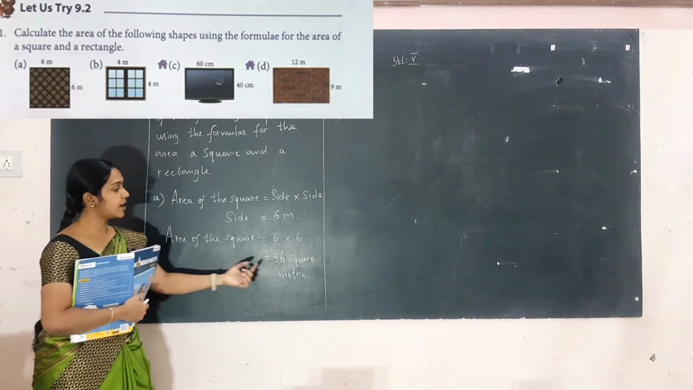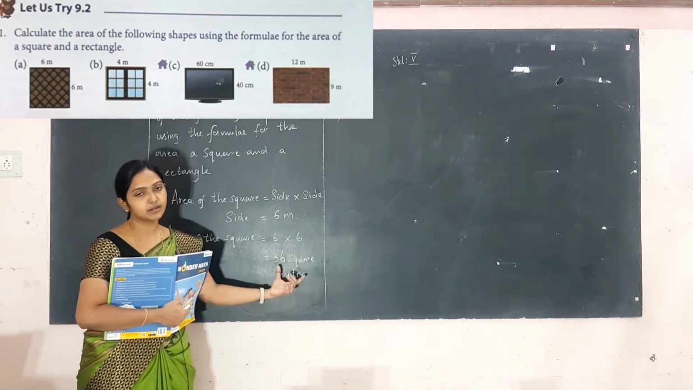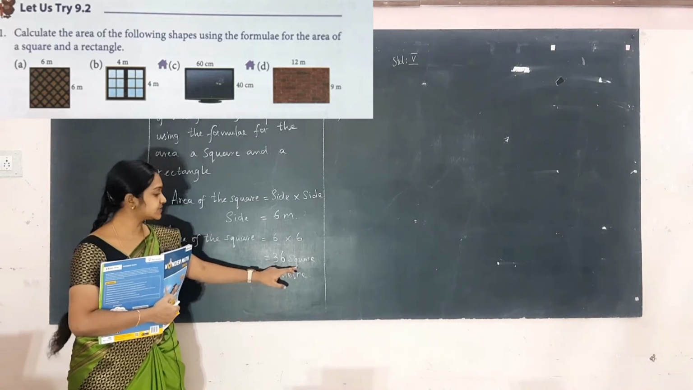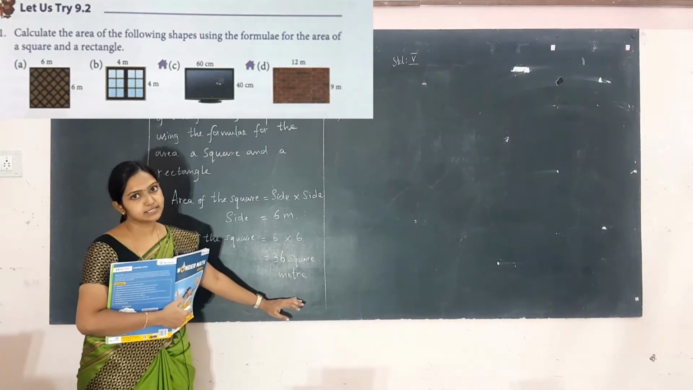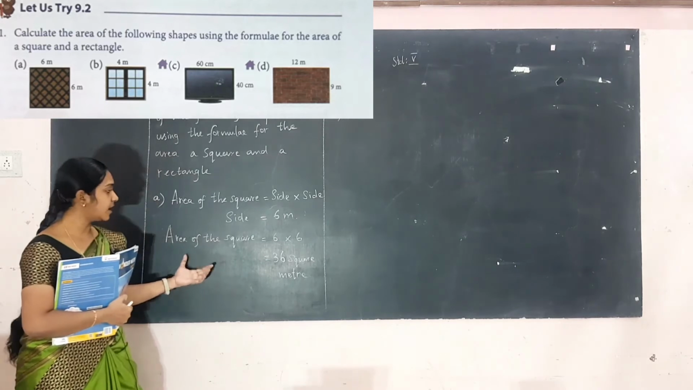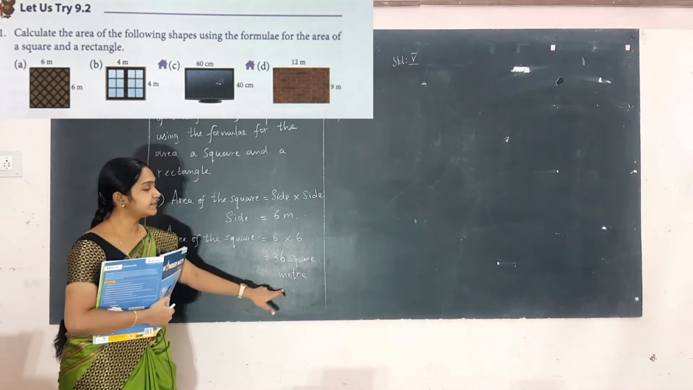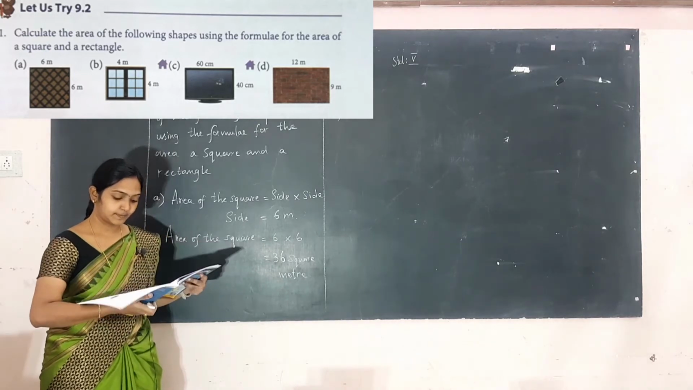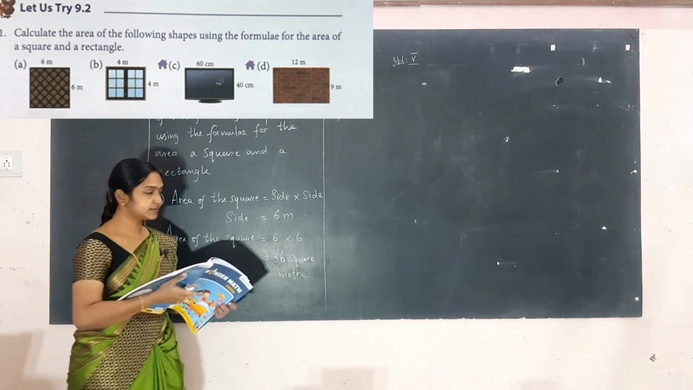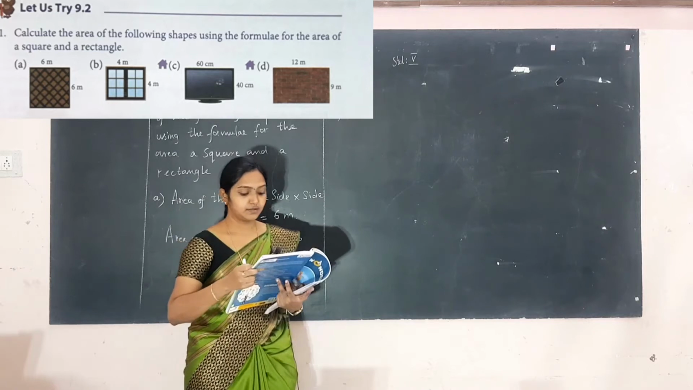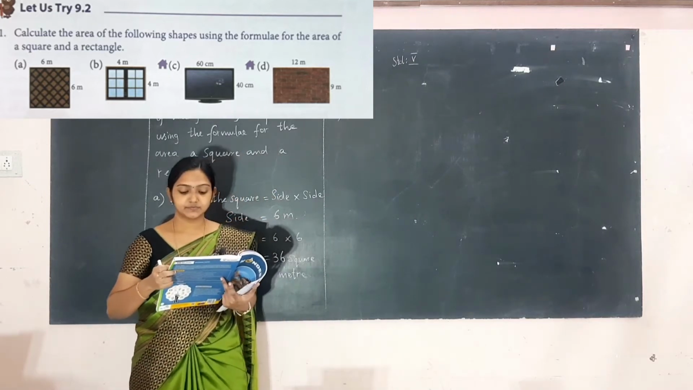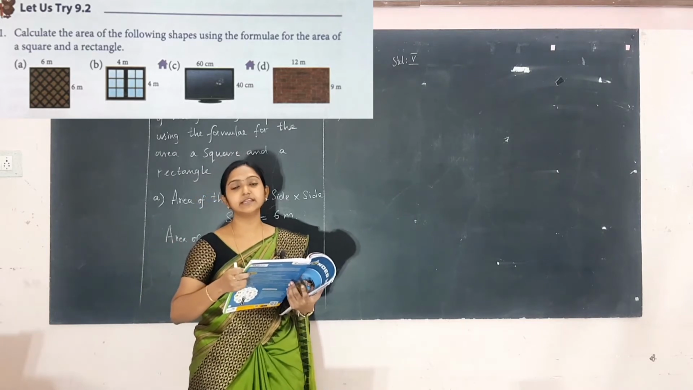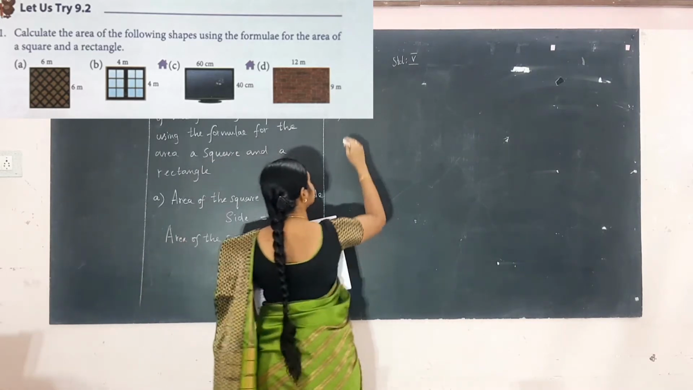For area we have to use square meter or square centimeter, but for perimeter we won't write this, we will just write the unit as meter or centimeter. Next, the picture is a TV, it is in rectangle shape. So we have to find area of the rectangle.